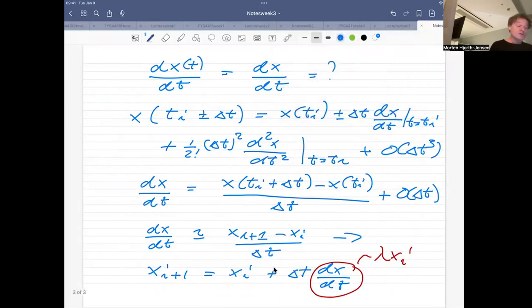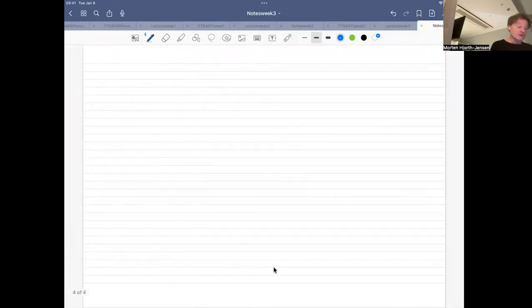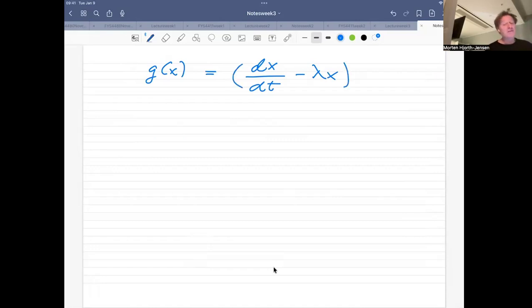But what we would typically do when we set up a neural network, our simplest possible approach, is actually to take the difference between the left-hand side and the right-hand side. So we just define a new function, which I'm going to call g of x, which is going to be the difference between the left-hand side and the right-hand side, so minus lambda x, and I'm dropping the dependence on time here. And this is obviously a function which we want to drive to 0. If we have the exact solution, this should be equal to 0.